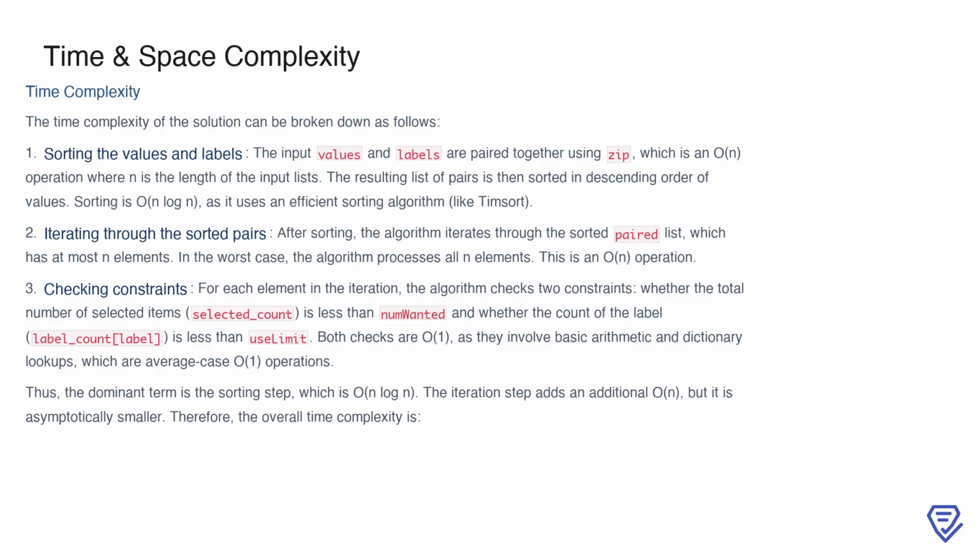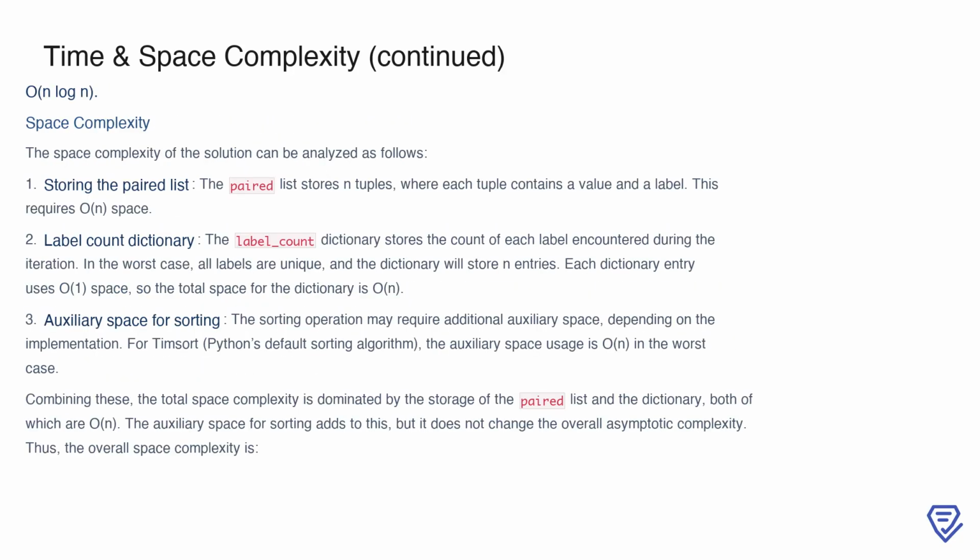During each iteration, we check 2 constraints, whether the total selected items are less than number wanted and whether the label count is within use limit. These checks are constant time operations, O(1), as they involve basic arithmetic and dictionary lookups. Since the sorting step dominates at O(n log n), the overall time complexity of the algorithm is O(n log n).